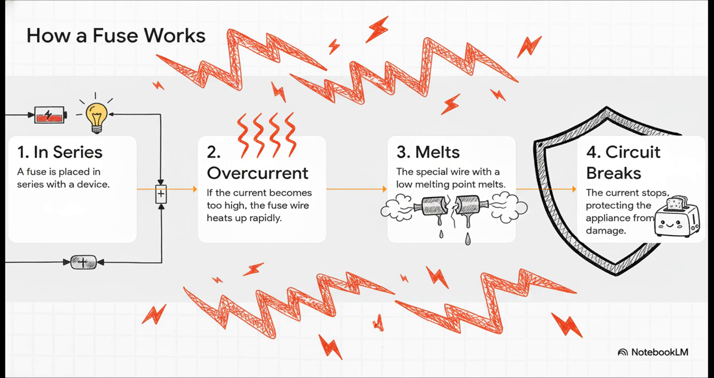A fuse is basically just a short piece of wire made from a material with a very low melting point. It is always connected in series with the appliance it needs to protect. Now, if for some reason the current in the circuit becomes too high, the fuse wire heats up very quickly, melts, and breaks the circuit. The flow of current stops and your expensive appliance is saved from damage. So the fuse is like a little soldier that sacrifices itself to protect the rest of the circuit.